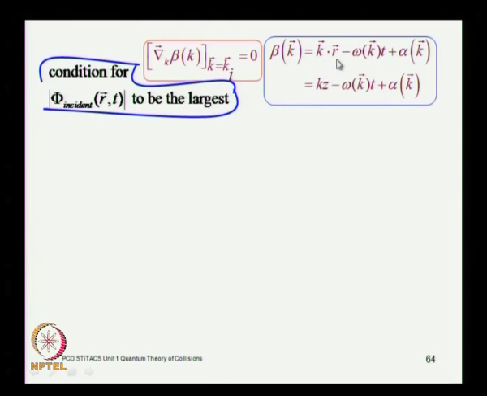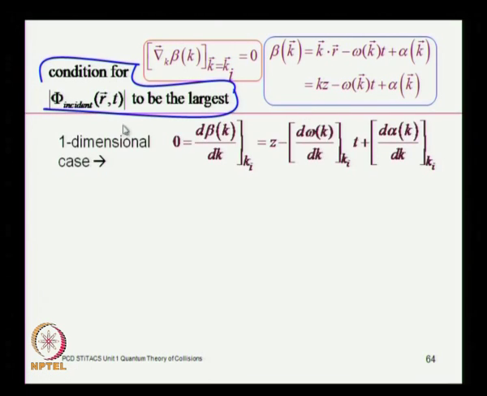Beta is given by k dot r minus omega t plus alpha, as we have seen. K dot r is, let us say, kz, that is by the choice of the z axis in the Cartesian coordinate system. R cosine theta is what we call z. So that is the orientation of the polar axis, and if this were just a one dimensional problem, our condition for phi incident to be the largest would be that the derivative of beta with k vanishes in one dimension. So, what is the derivative of beta with k? You get a term from here, then you get minus d omega by dk, and then you get d alpha by dk, and these derivatives you evaluate at a certain incident momentum.